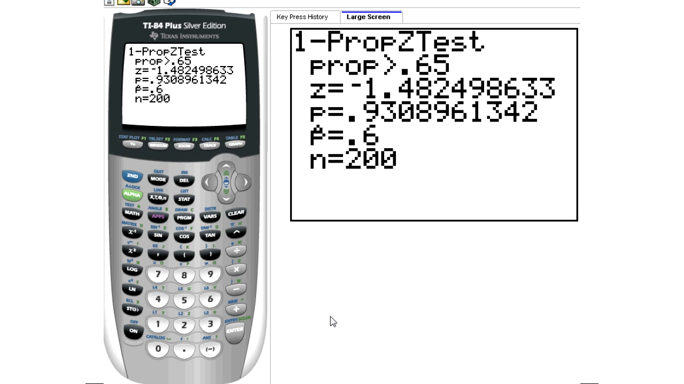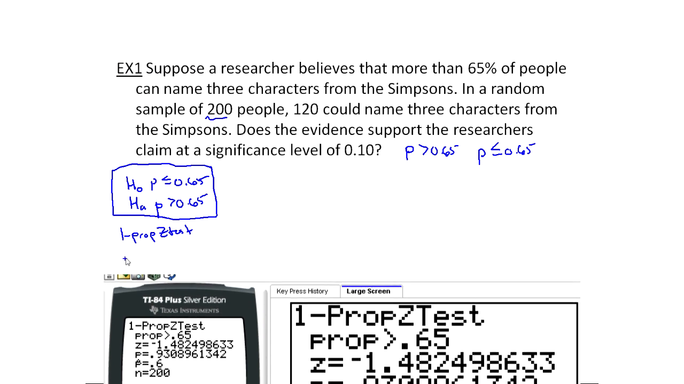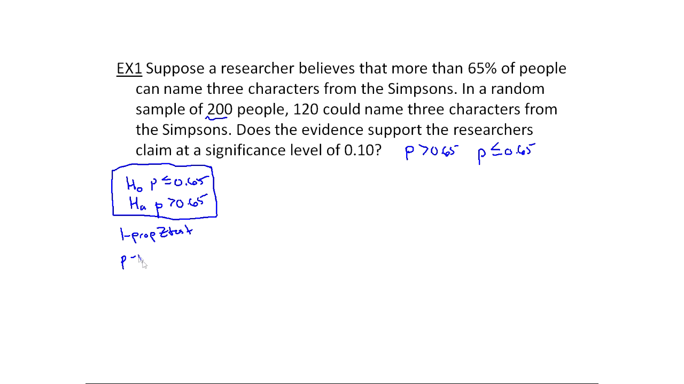And so now I get a lot of information out of the calculator. The z equals negative 1.48. That is the test statistic. So if you hand calculate the test statistic, you should get the same thing. We don't need that if we're doing the p-value method. We just need the p-value, which in this case is 0.9309. This is a very big p-value. This is certainly bigger than alpha.